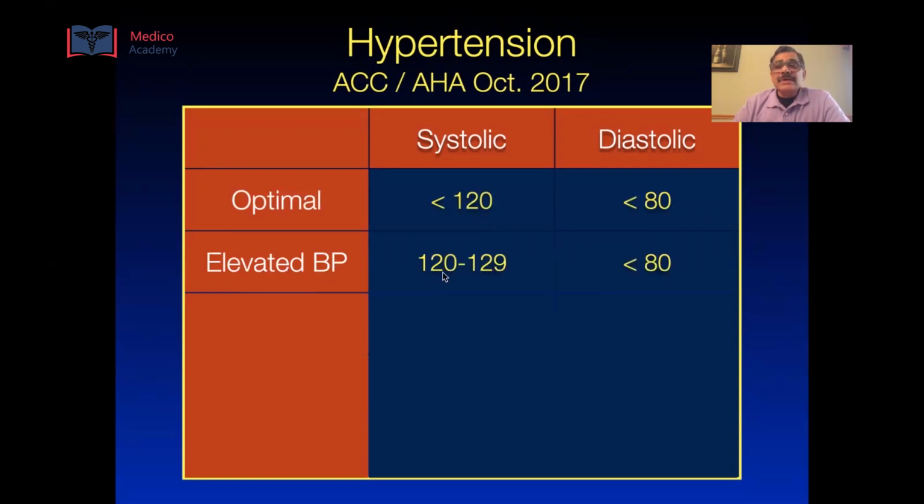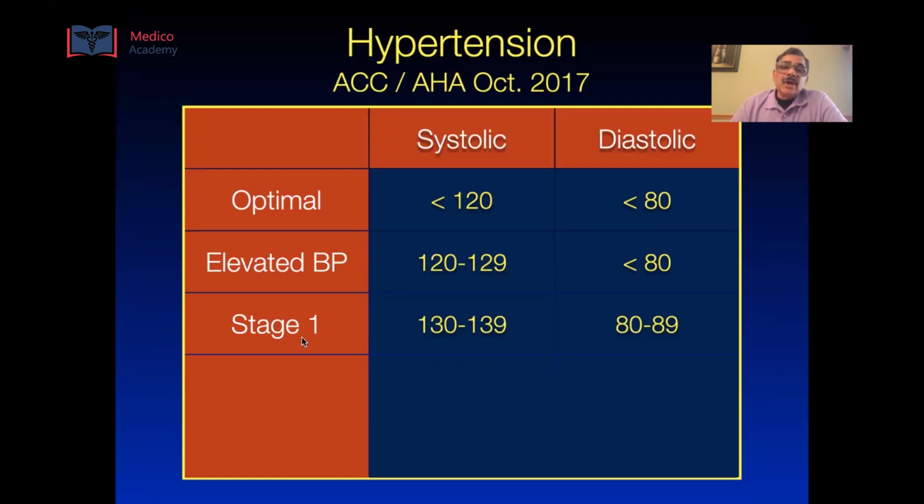Elevated blood pressure is considered when the systolic pressure rises to more than 120 and less than 130, but the diastolic remains under 80. We label it as elevated blood pressure. Then stage 1 hypertension is labeled when the systolic pressure is more than 130 but less than 140, and diastolic is between 80 and 89. Mind you, in the previous definition, this was considered as pre-hypertension. But now there is no such word as pre-hypertension. It is called hypertension stage 1.